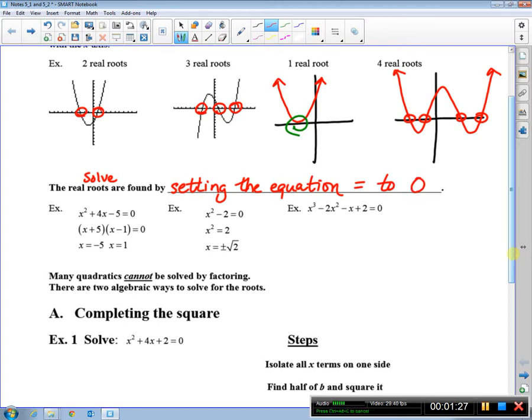So you see in these 3 examples down here that we've set a quadratic equal to 0, and we were able to factor that quadratic, split it, and solve. So there are our roots. This graph would cross at -5 and at 1.